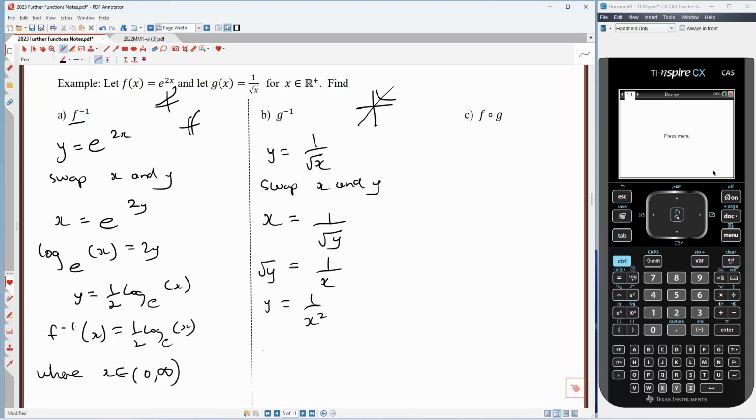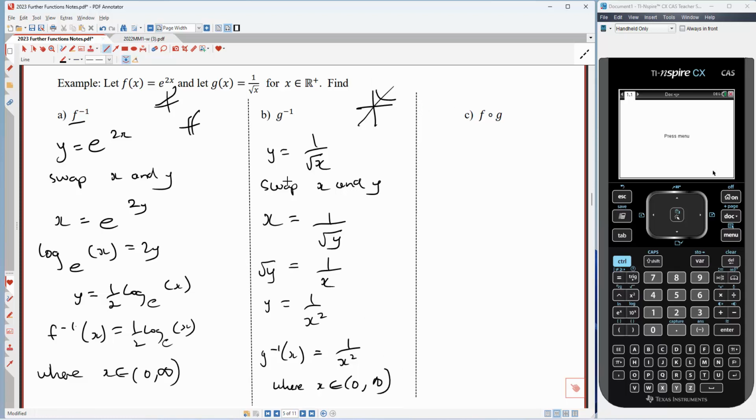Okay, so let's use the proper notation. g negative 1 of x equals 1 over x squared, where x is an element. So we just go back to the original function and think about what the range is going to be. So we can see that the range is 0 to positive infinity. So 0 to positive infinity is going to be the domain. All right.